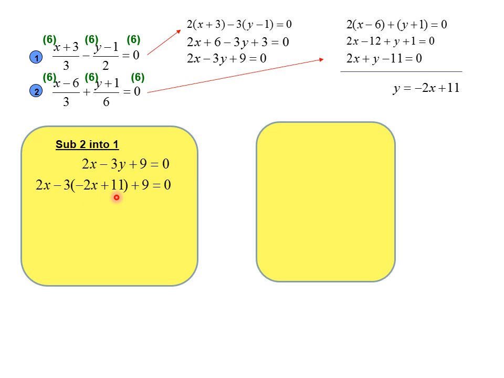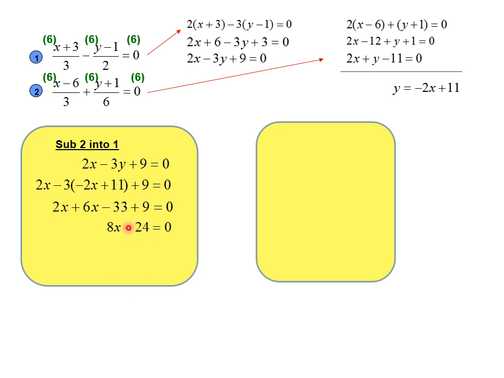So we're going to multiply out this bracket. Let's see what happened. 2x stayed. Negative 3 times negative 2x is positive 6x. Negative 3 times positive 11 is negative 33, and we have a positive 9. These two x terms can go together, and the two number parts can go together. So we have this so far.